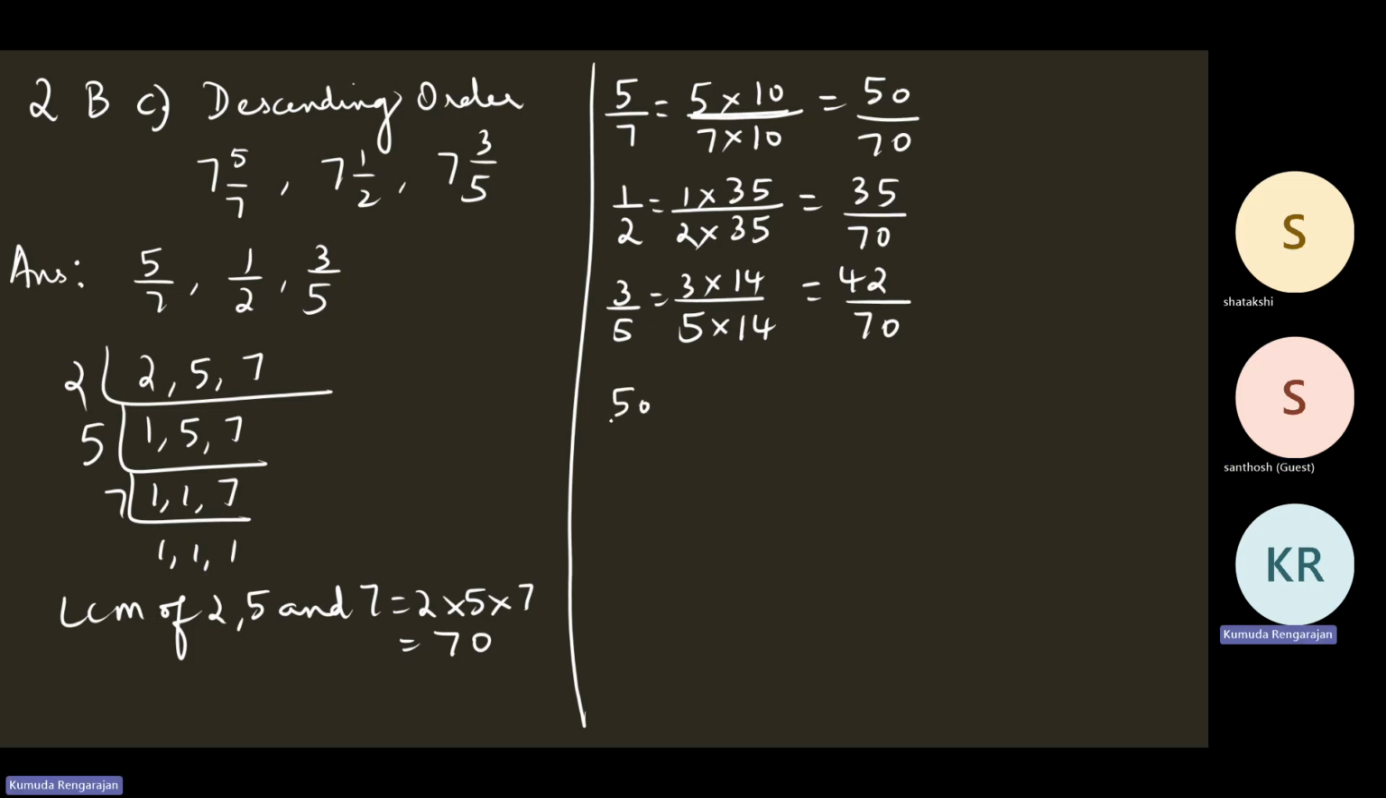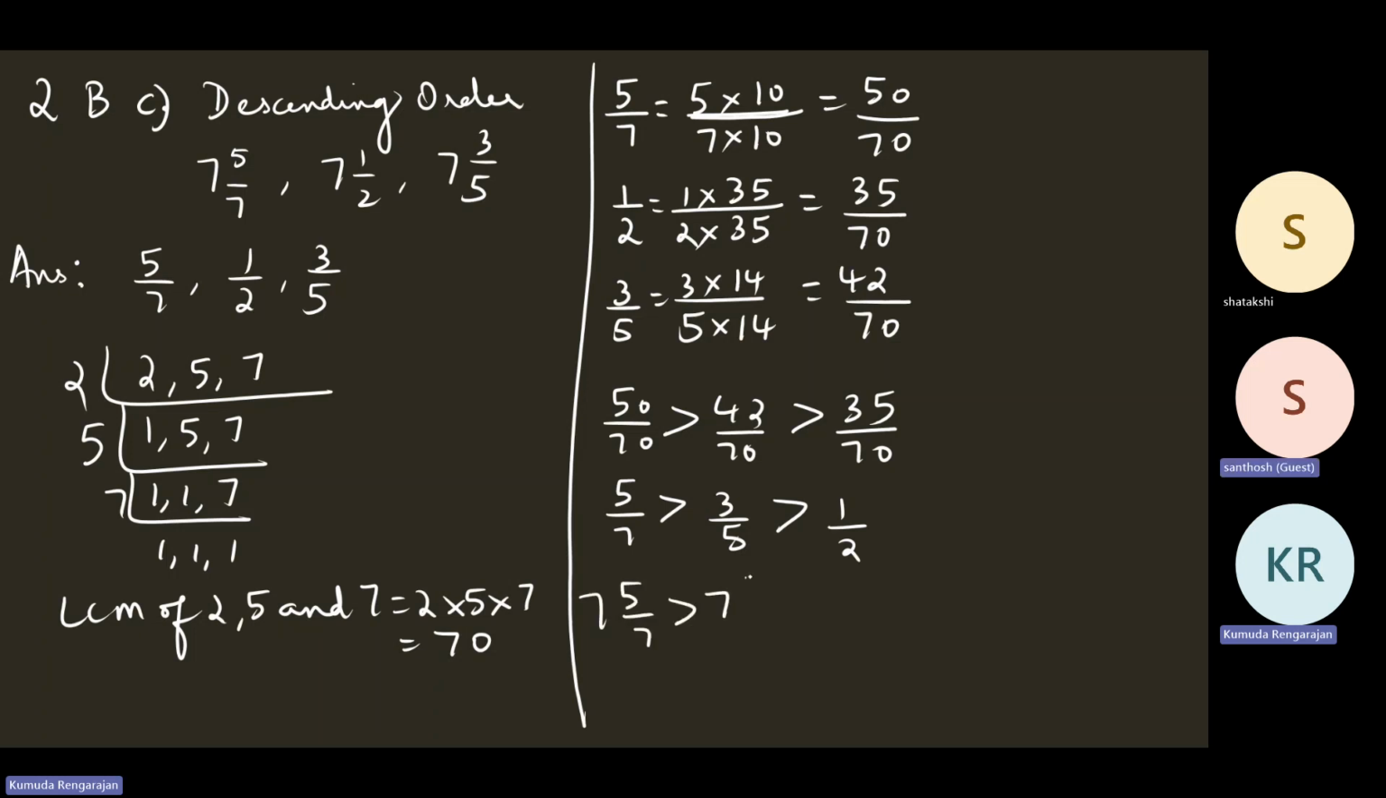50 by 70 is greater than 42 by 70 is greater than 35 by 70. So now write the corresponding fractions. What is 50 by 70? 5 by 7 is greater than 42 by 70, which is 3 by 5, is greater than 35 by 70, which is 1 by 2. Now write their corresponding fractions. Therefore, 7 5 by 7 is greater than 7 3 by 5 is greater than 7 1 by 2.